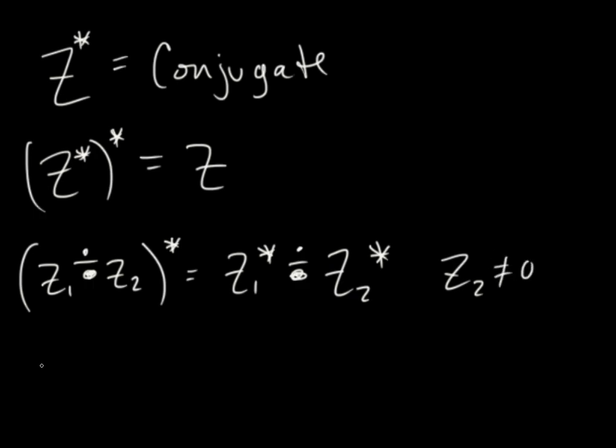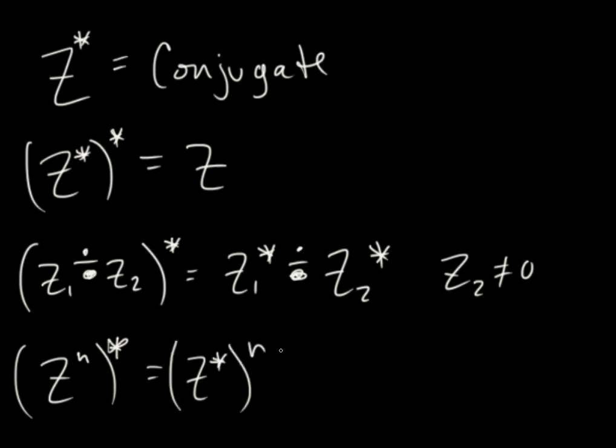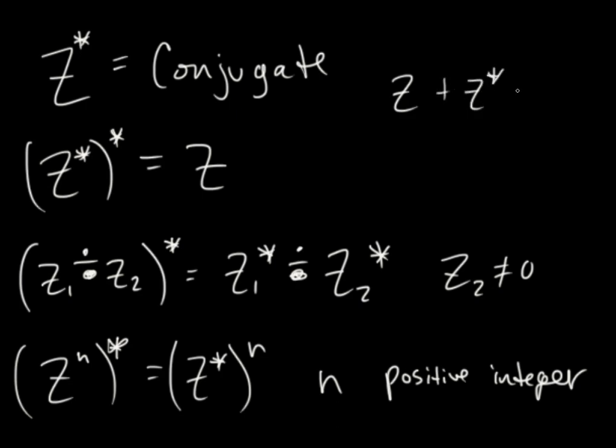If we do z to the n and we take the conjugate of that, that is the same thing as taking the conjugate of z and raising it to the n. And n has to be a positive integer. And then if we add something with its conjugate, it will be real. And if we multiply something with its conjugate, that will also be real.